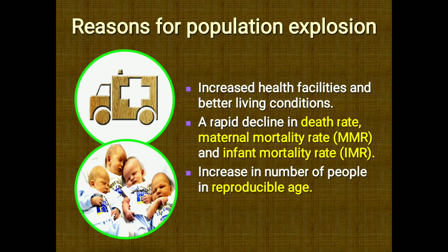What are the two things which decline the death rate? One is the maternal mortality rate, another is the infant mortality rate, that is MMR and IMR. Maternal means mother. Because of these two, the death rate decreases, and once the death rate decreases, the population increases. Next, the increase in the number of people in reproducible age. The age group that can achieve the capacity to reproduce is increasing in number, so everyone undergoes the reproduction process. By that, the number of individuals is increasing, and again it leads to population explosion.